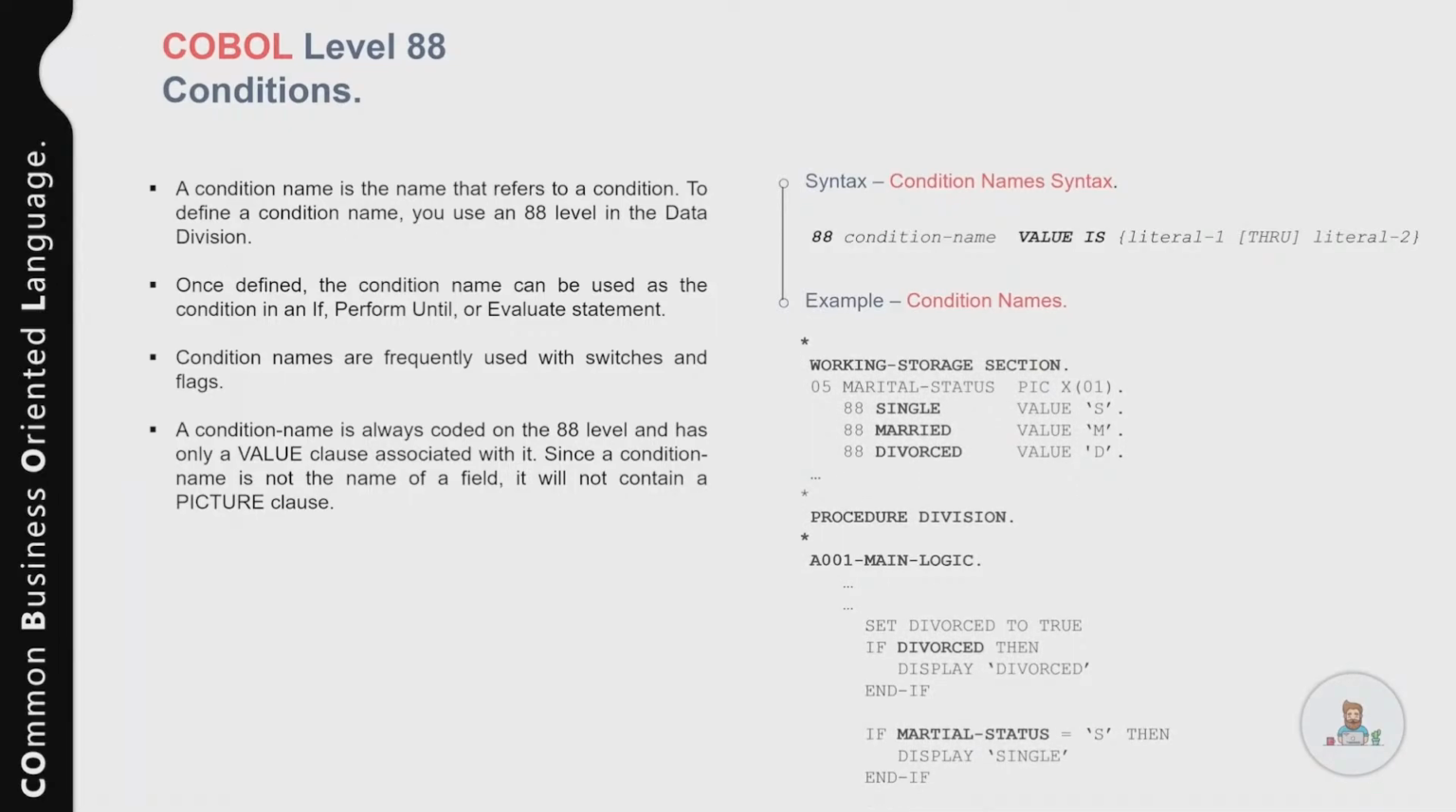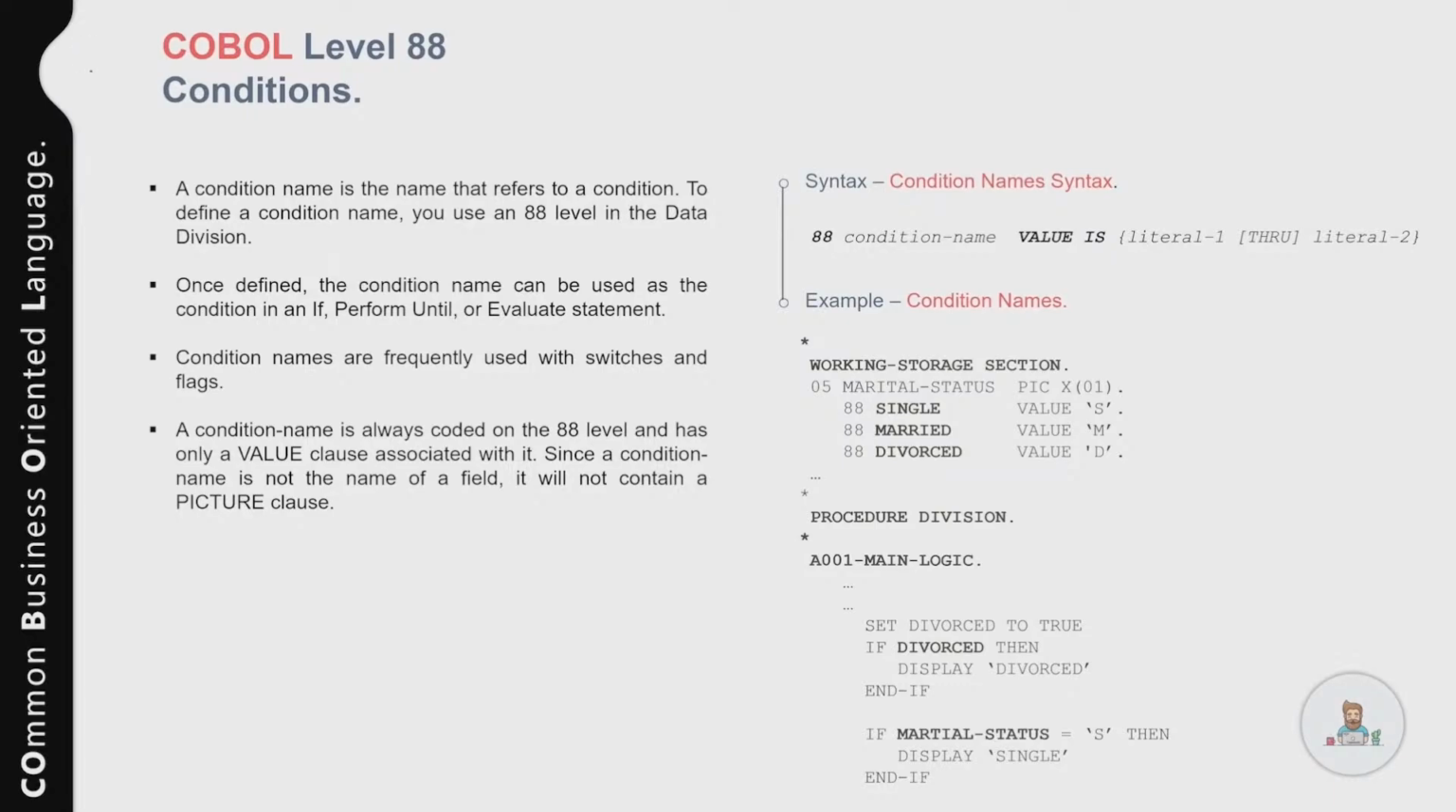Now let's talk about the syntax of level 88 conditions. The syntax is pretty simple and it begins with level number 88 followed by the condition name, and thereafter you have a value clause to specify the value. Now let's talk about our example.